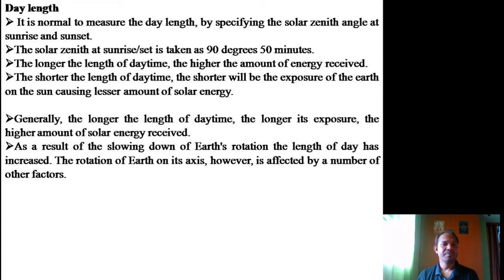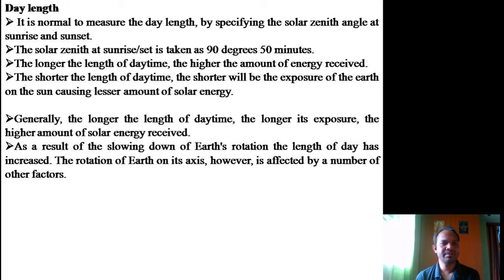Based on the specific solar zenith angle, the sunrise and sunset occur. It is normal to call this the day length. The period from the sunrise till the sunset is what we call the total day length. It is normal to measure the day length by specifying the solar zenith angle at sunrise and sunset. The solar zenith at sunrise or sunset is taken as 90 degrees 15 minutes.